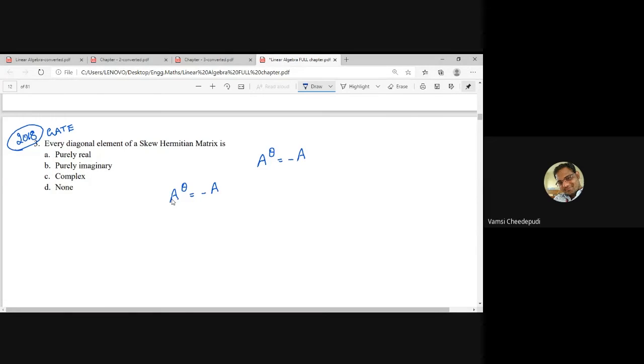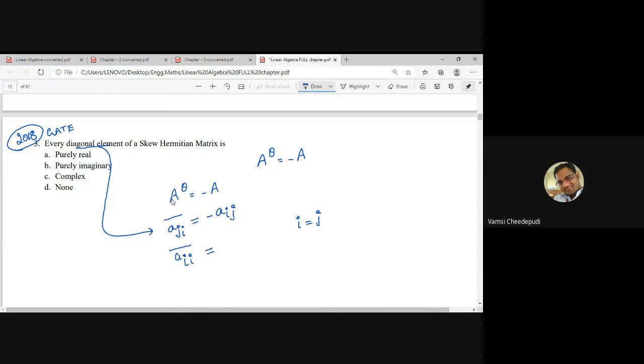So if your matrix A has an element Aij, you take its conjugate, the bar, and when you transpose it becomes Aji. So Aji bar is equal to minus Aij. That means when you are talking about principal diagonal elements, A11, A22, A33, it is nothing but Aii, because in the principal diagonal elements, i is equal to j.